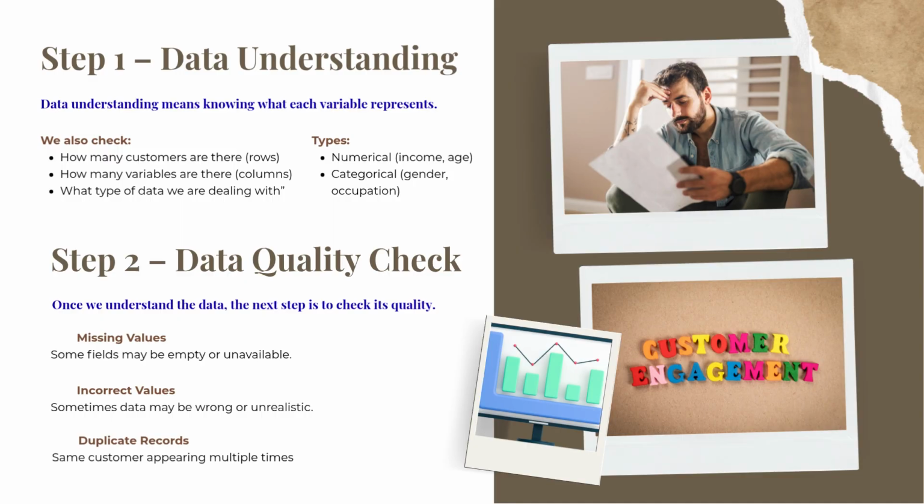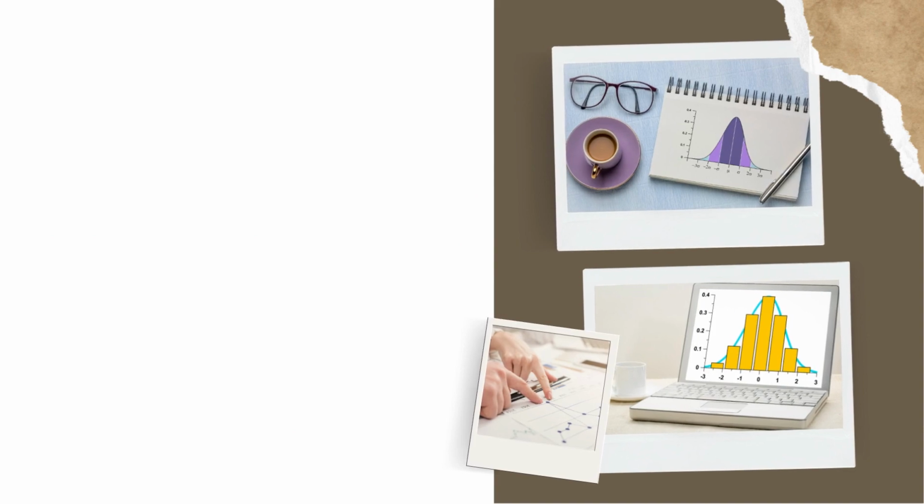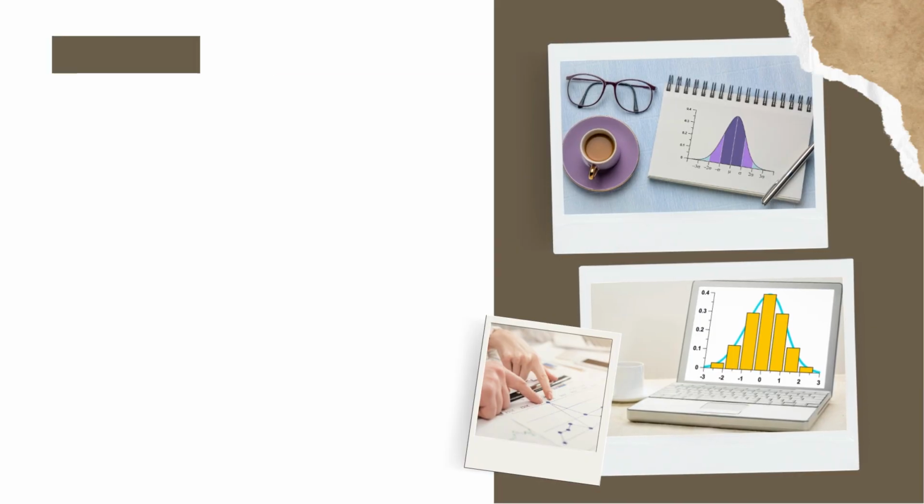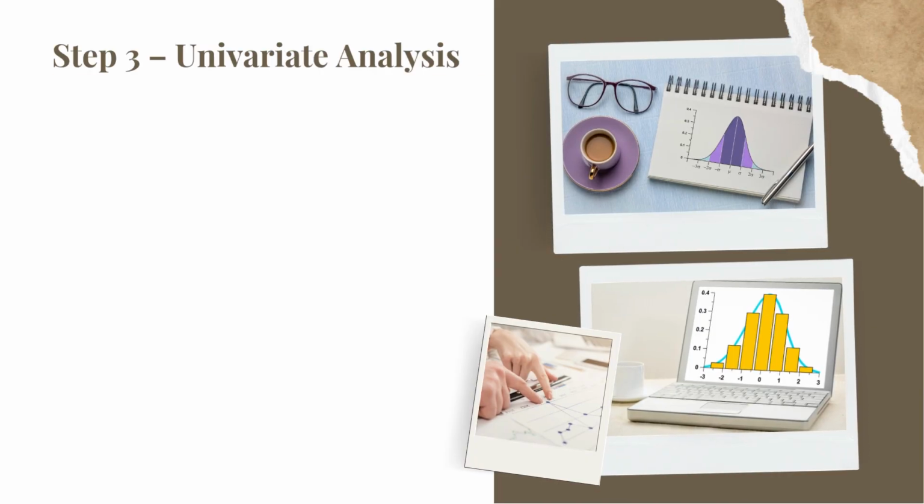Many candidates jump directly into analysis without understanding the variables. This leads to wrong conclusions. So before analyzing the patterns, we must first understand and trust the data. Now, once we understand the data and ensure its quality, the next step is to analyze the data. We start simple by analyzing one variable at a time and then move towards understanding the relationships.